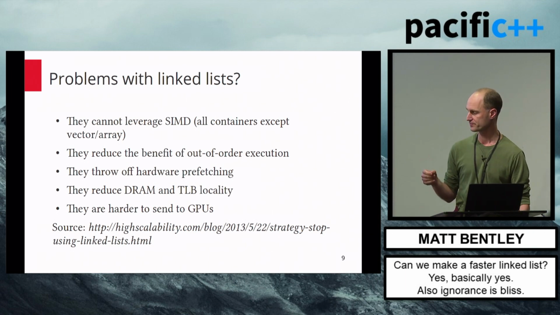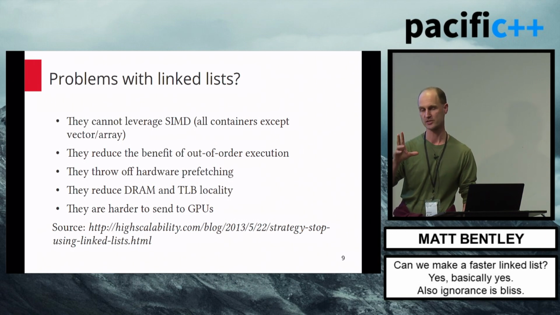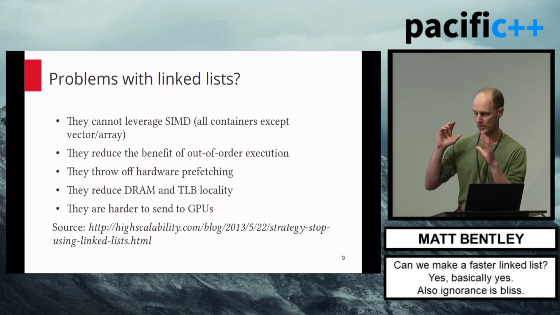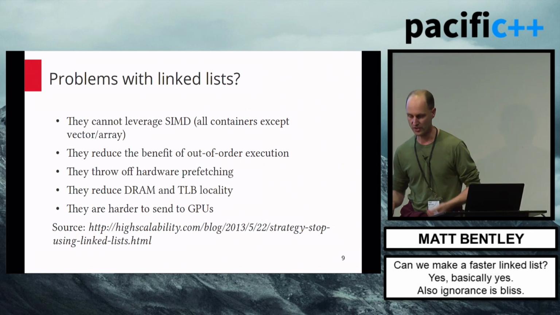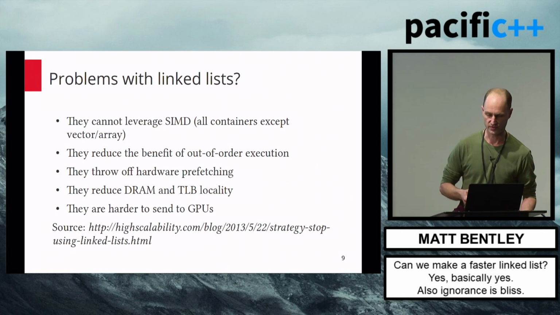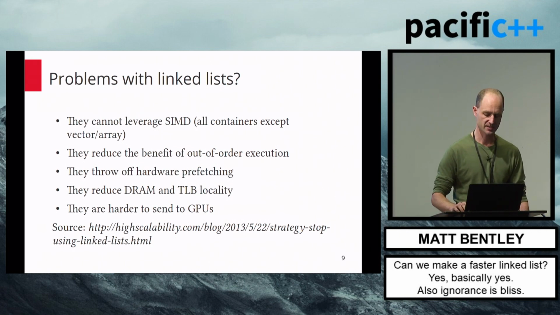the same thing. When you're reading the next node in the linked list sequence, to get the address of that node, you have to have already read the first node. And to know where the third node is, you have to have already read the second node, etc. So prefetching doesn't work as well as it does with something like a vector or whatnot. They reduce DRAM and TLB locality, and they are harder to send to GPUs.